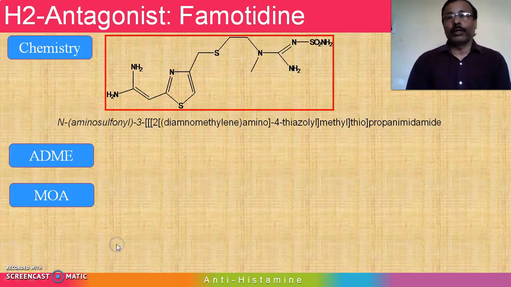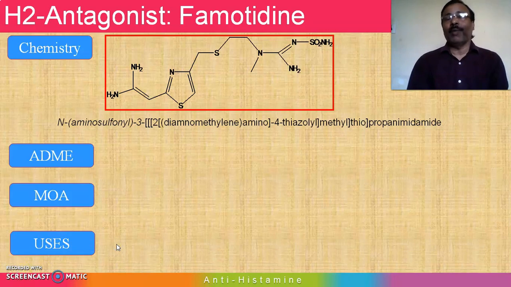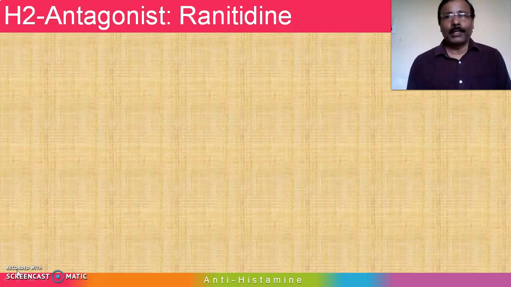Now focus on the uses of famotidine. Famotidine is useful in duodenal as well as benign gastric ulcer. It is useful in GERD, that is gastroesophageal reflux disease, and it can be helpful in Zollinger-Ellison syndrome as well as in heartburn. Now this is the last drug in the H2 antagonist category, that is ranitidine.